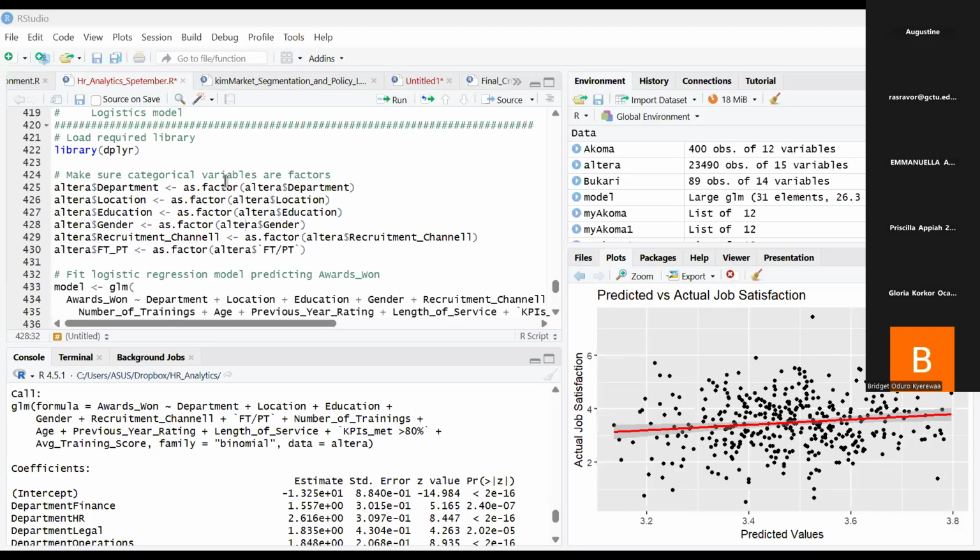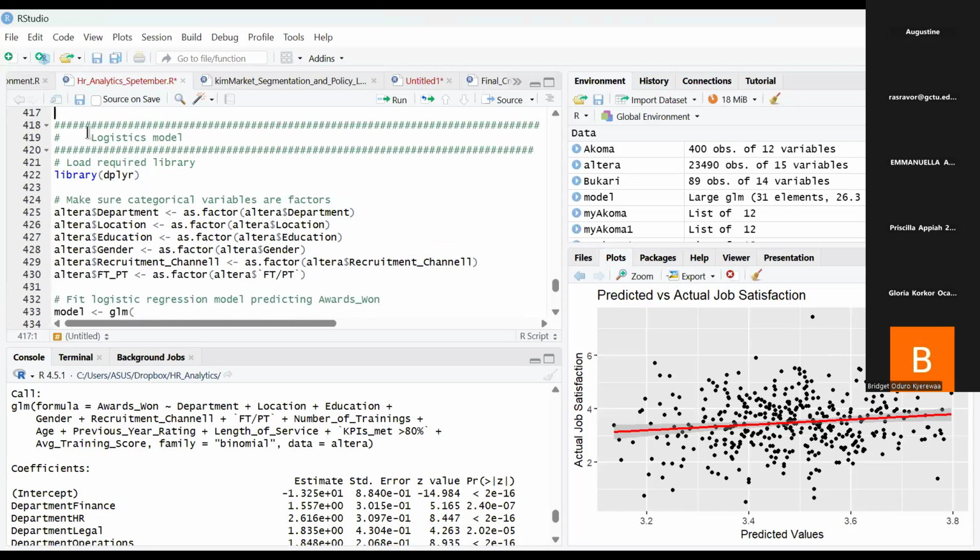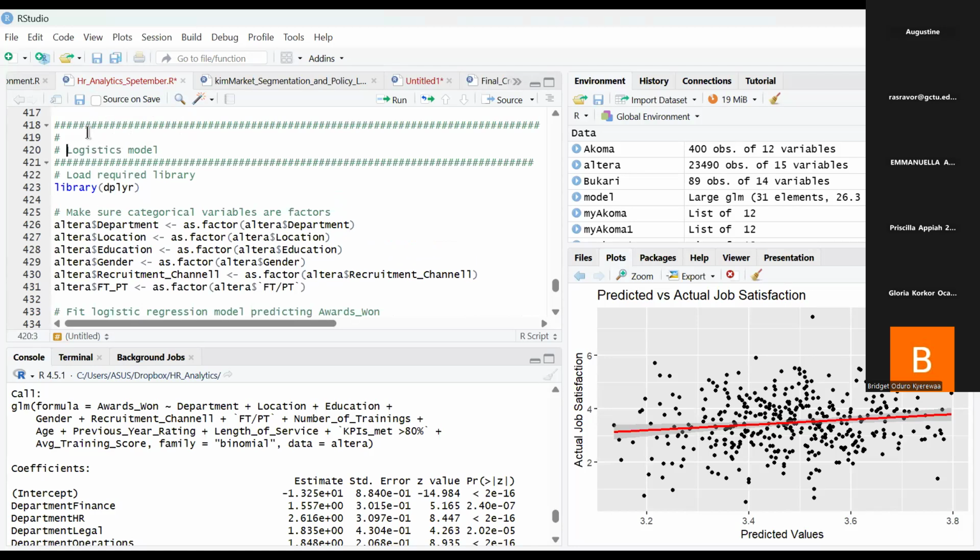So ladies and gentlemen, are you with me, please? Let's go. If you can see my screen, please let me know. Good. So this is for today, logistic regression. Today is 2nd November 2025.